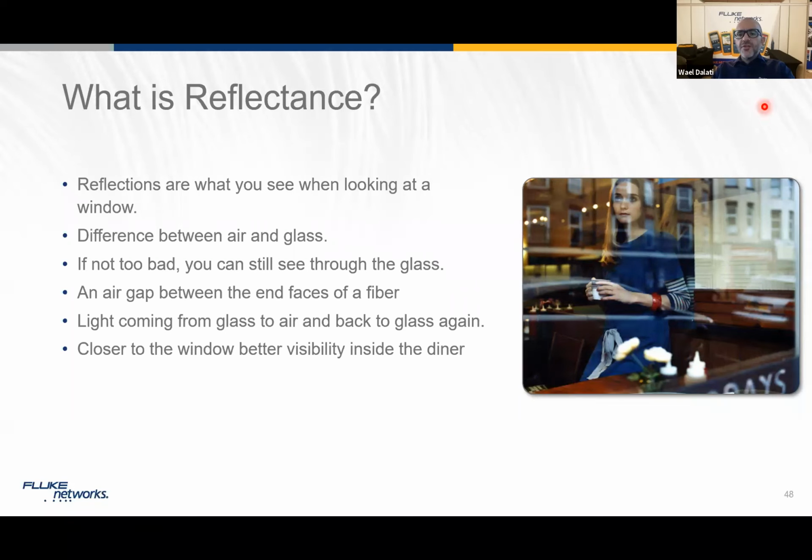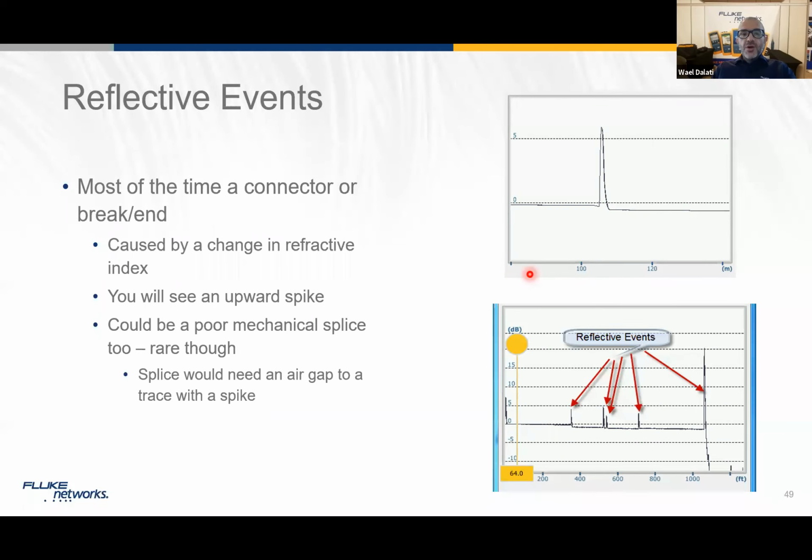It's similar to what we see here in this picture. We see the restaurant, but what I see is not only a clear view of the person inside, but I also see the building. I see a car here. I see some details which are not good. To eliminate those details, I need to probably come closer, meaning eliminate the air gaps between the objects. So that's why we have those reflective events happening, most of the time at a connector. It's the beginning of the connector, we see it and we analyze it and we understand that these are potential connectors.